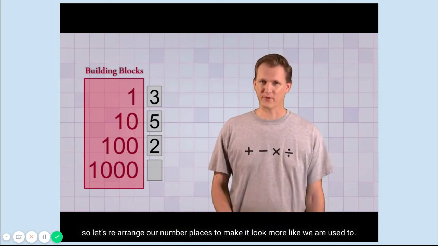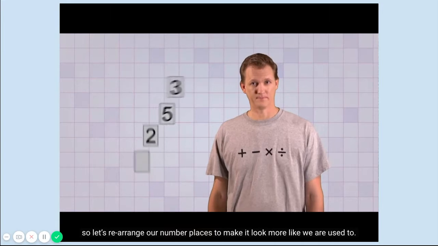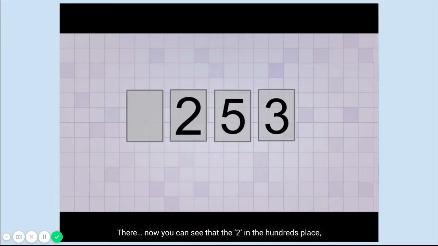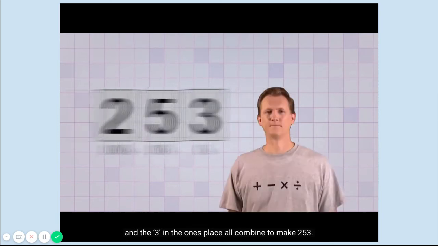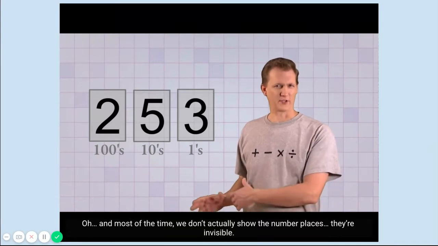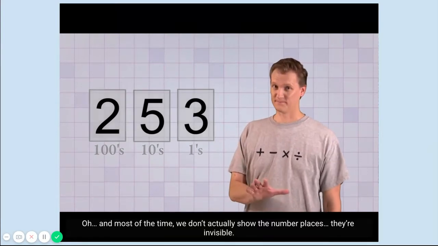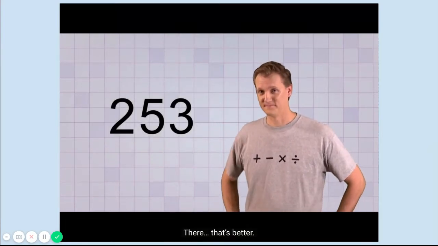So let's rearrange our number places to make it look more like we're used to. There. Now you can see that the 2 in the hundreds place, the 5 in the tens place, and the 3 in the ones place all combine to make 253. Oh, and most of the time we don't actually show the number places. They're invisible. There. That's better.